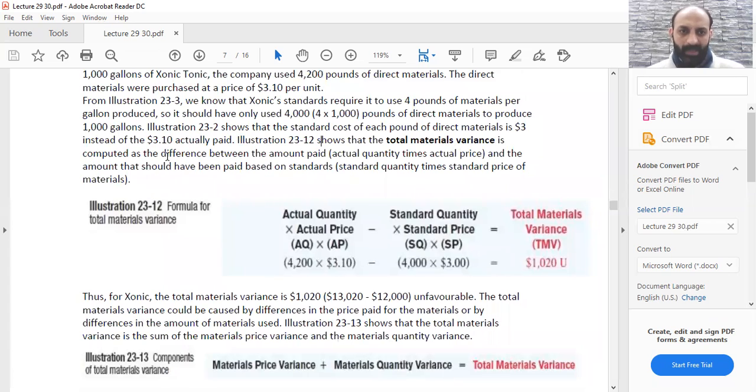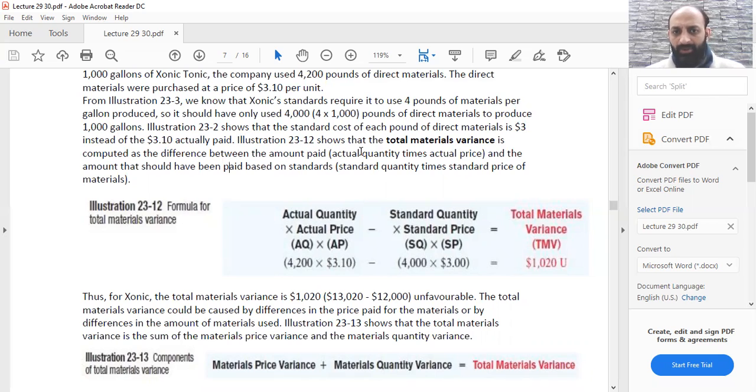Illustration 23.2 shows that the standard cost of each pound of direct materials is $3 instead of the amount actually paid. It means the material should have been bought at the price of $3. Instead, it was bought at $3.10. So per unit, 10 cents was additionally paid, which shows that the actual cost was in fact greater than the standard cost.